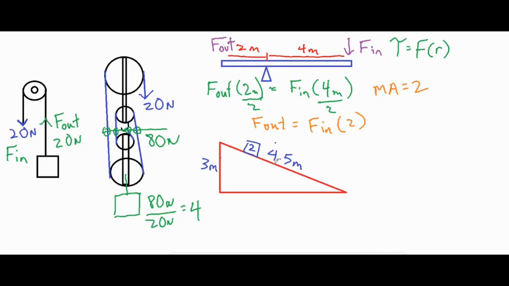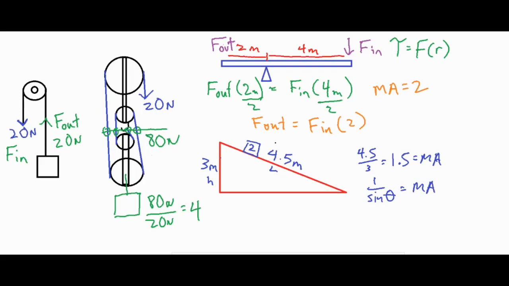Now, the easiest way to solve this would just be taking this length and this height and actually just dividing them. 4.5 divided by 3 equals 1.5. That's actually your mechanical advantage already. So that's a quick and easy way to get your mechanical advantage. The second way is taking 1 divided by the sine of the angle, and that would give you your mechanical advantage as well.